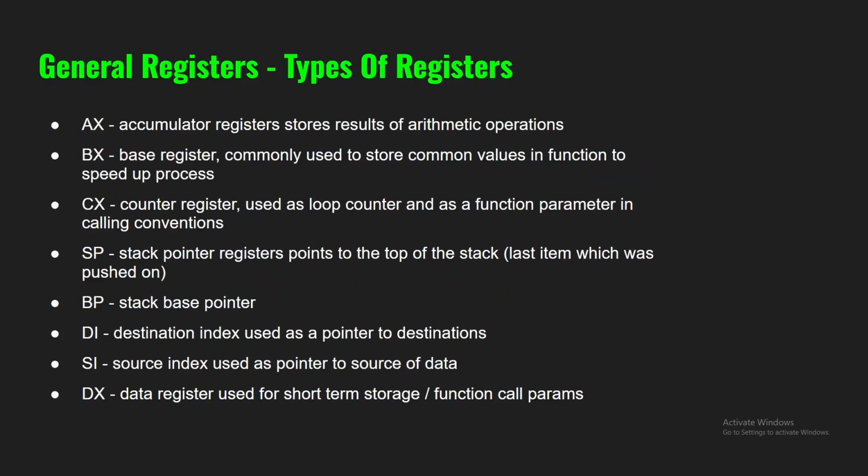So general registers, the different types of registers you can get, and again these extend across both x64 and x86. Starting off, we have the AX, the accumulator register, and this stores the results of arithmetic operations, and this register will also be used as a return value for your function. So EAX is the x86 equivalent of that, and RAX is your x64 equivalent. Your base register is commonly used to store common values in functions to speed up the process. So when your function declares something, or when it's performed an arithmetic operation, this is where it could end up in the base register.